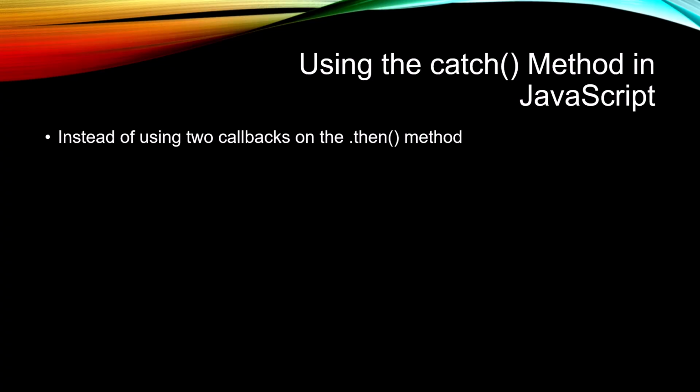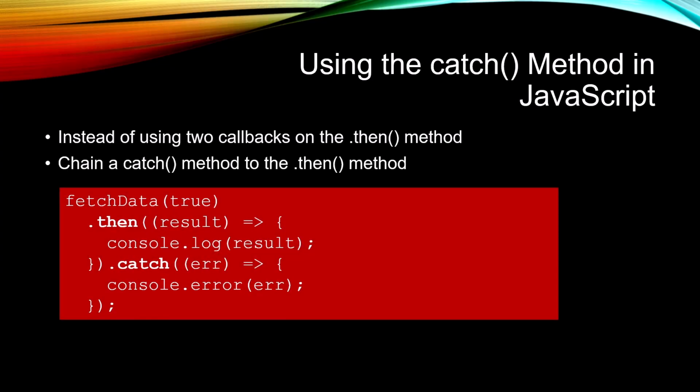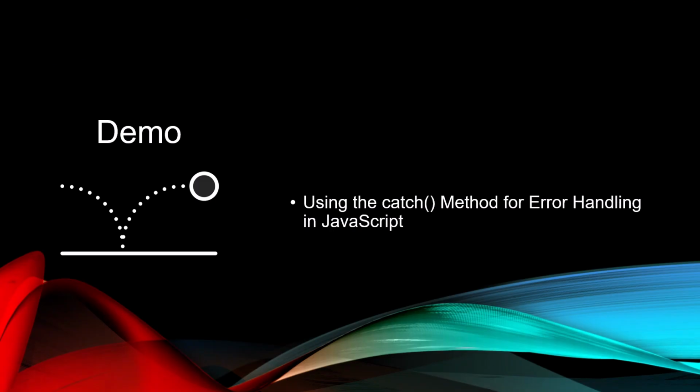What we really want to do is, instead of using two callbacks on the then method, we want to chain a catch method to the then method. It does the exact same thing, but a little bit simpler to understand. The logic flows better. We're not having to worry about two parameters to the then. So now when we call fetch data and either true or false, it's either going to go into the then or it's going to go into the catch if something goes wrong. So let's take a look at using the catch method for error handling in JavaScript.